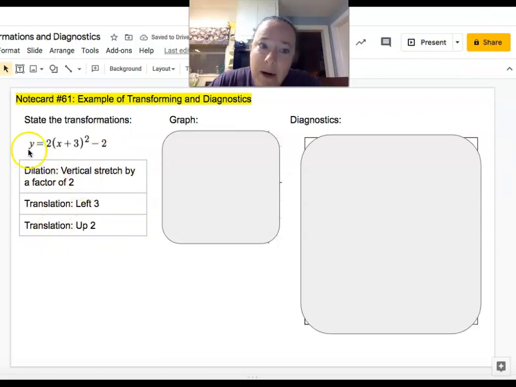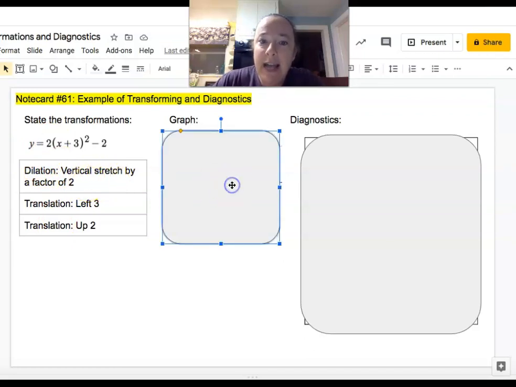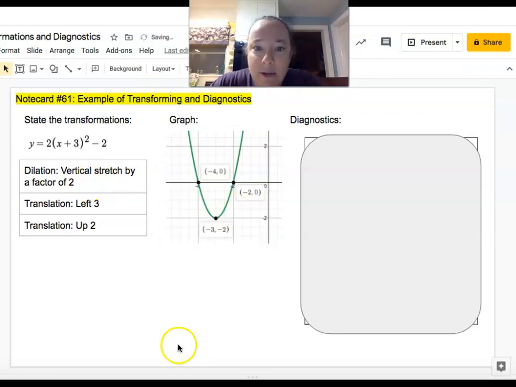Now remember, this is a dilation, that 2, and we say vertical stretch because it's bigger than 1, by a factor of 2. I typed it into Desmos and I got this nice little graph, okay? I couldn't quite get these ordered pairs to go where I wanted them to, but this is (-4, 0), that's (-2, 0), and this is (-3, -2).